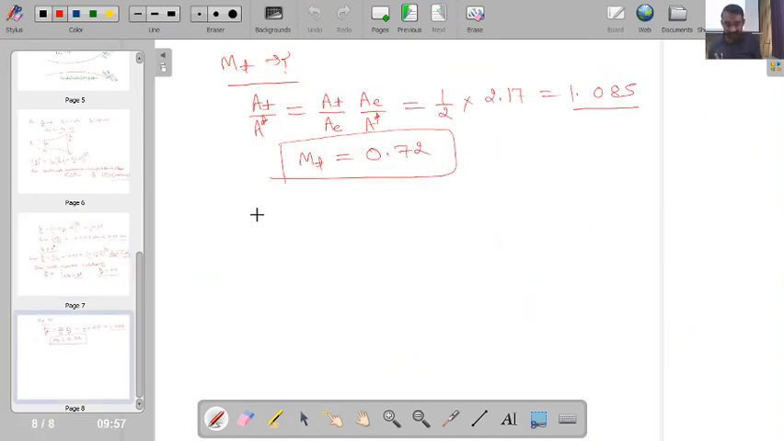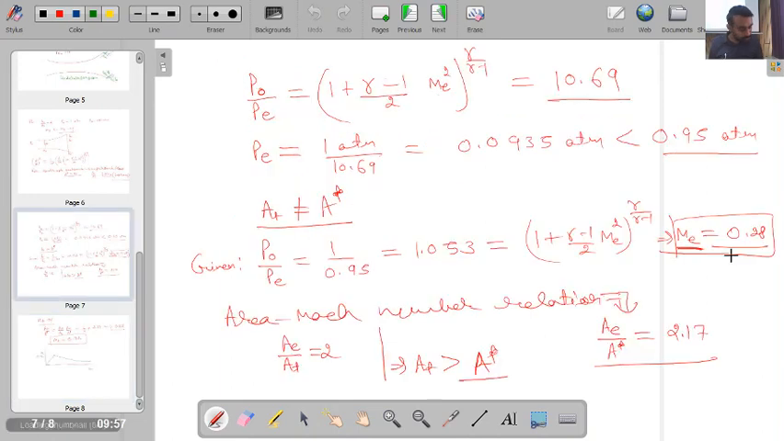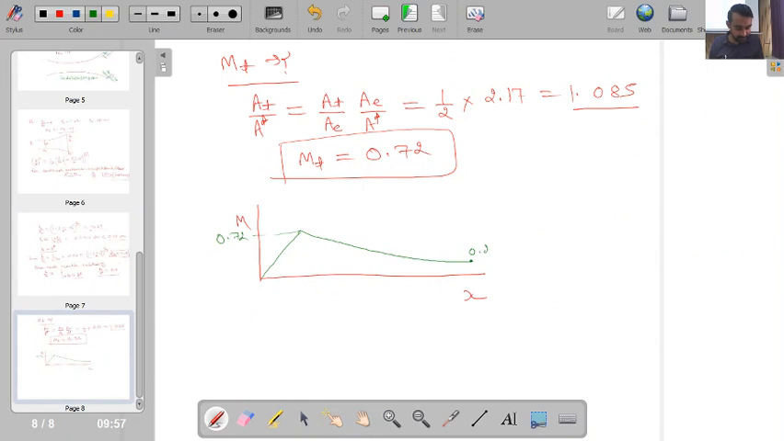Okay, so it means that if you plot Mach number versus X, it gives you a curve something like this. 0.72, then it is decreasing, and then finally becoming 0.28 at the exit. So this situation is a purely subsonic situation. Okay, is this one clear? Shall I move to the next question?